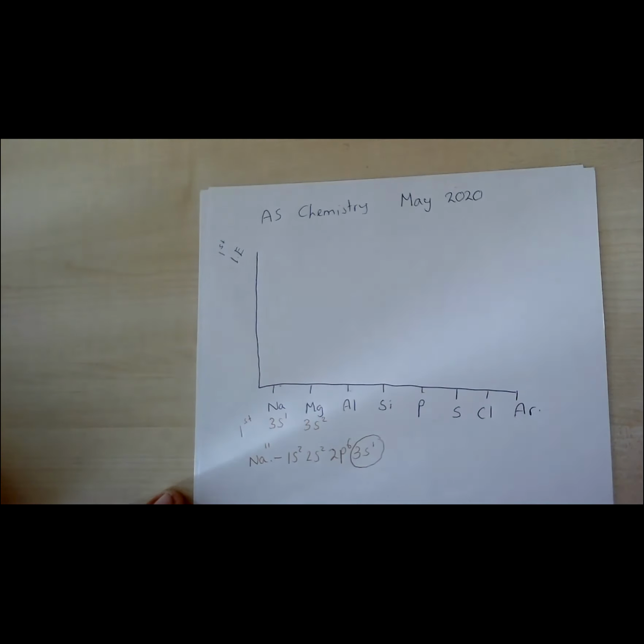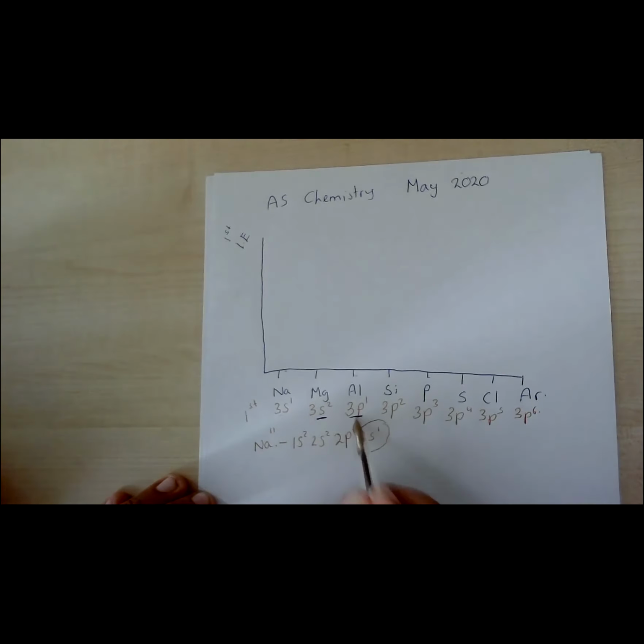Then 3s2, because the number of electrons increases, and then 3p1, 3p2, 3p3, and notice that all are in the third shell, then 3p4, 3p5, and 3p6. Like I said, there's a general increase, but there's always a dip between the s and the p. Can you see there's going to be a dip there? That means there's going to be a little decrease in ionization energy, and there's also going to be a decrease between the p3 and the p4. That's the way to consider it.